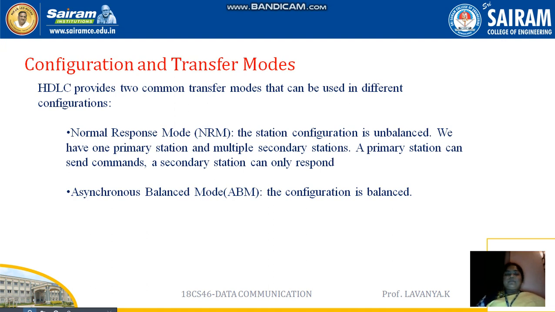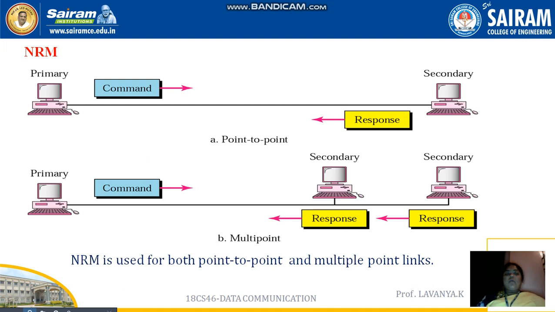A primary station can send commands, and the secondary stations can only respond. The next one is ABM, asynchronous balanced mode, where the configuration is balanced. I will explain how in the next diagram. So this is our NRM mode: the primary device configures the secondary device, it gives the command, and it requests the message from primary to secondary.